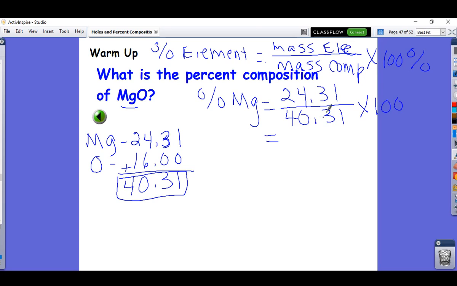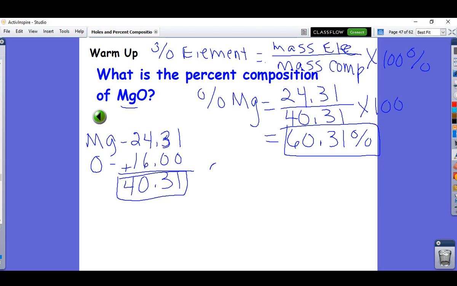So when you divide this, punch in 24.31 into your calculator first, divide by 40.31, and then times it by 100. And you should get 60.31%. So that's the percent of magnesium that it makes up in the magnesium oxide.